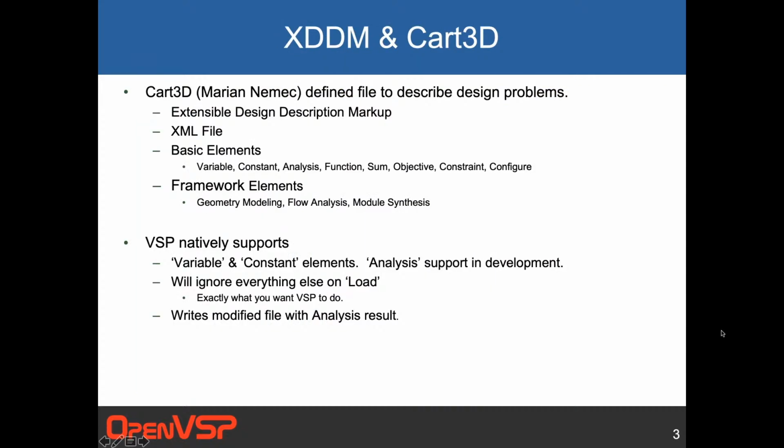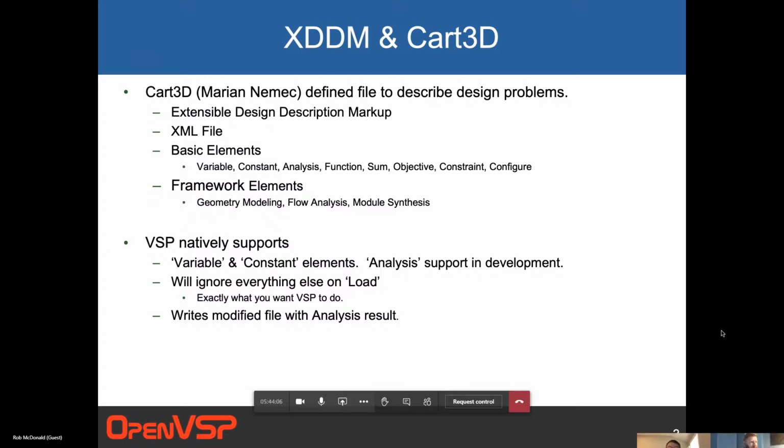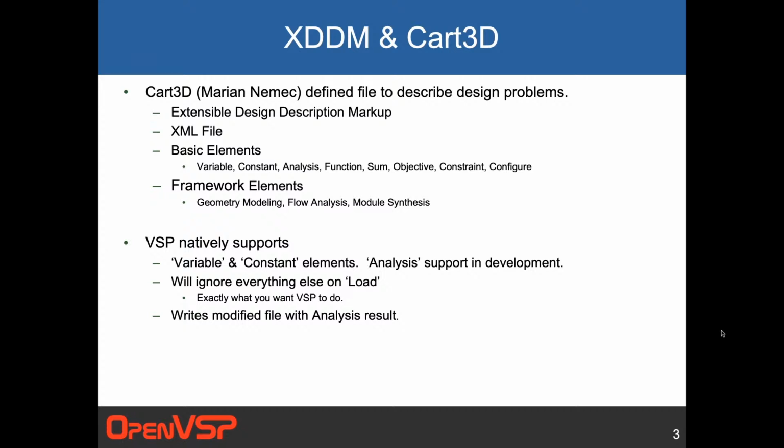A little bit of an aside: Cart3D, which is a CFD package from NASA Ames, has an adjoint-based design capability built in. That part was really developed by Marian Nemec. Marian developed the XDDM format as a way to describe the optimization problem. That's how you tell Cart3D the variables it can vary and the min and max values for those for optimization. And I think XDDM means XML Design Data Model, I think. No, it's right there: Extensible Design Description Markup.